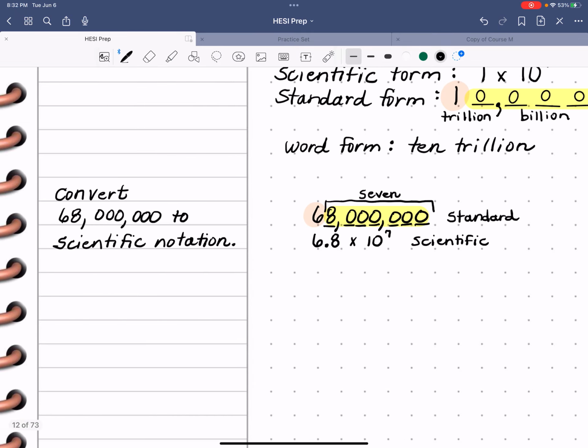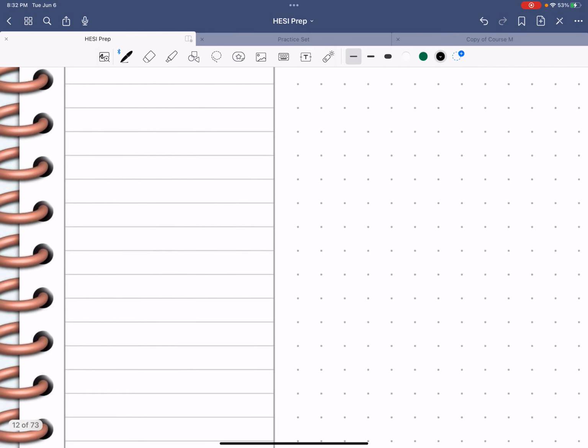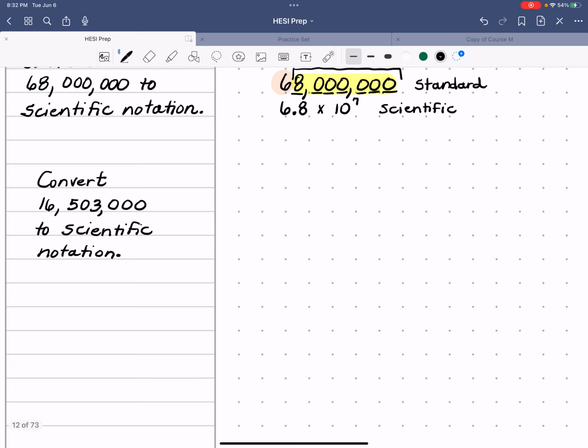Okay, let's do another one or two. We'll add maybe another example. I really wrote this one out in longhand, didn't I? But okay, convert or change 16,503,000 to scientific notation. And I wrote out the steps for you. I won't do that in this video because that will just put you through a lot of time that you don't need. But the first step is to write down the leader digit.